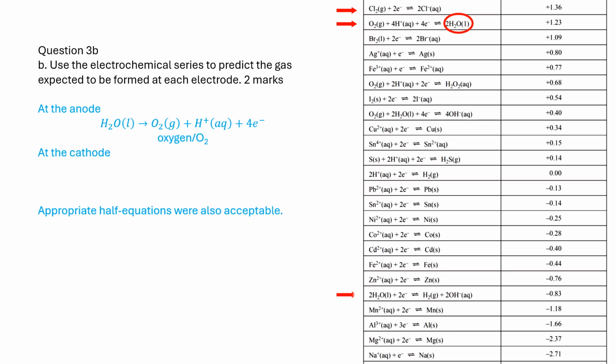At the cathode, reduction occurs and oxidants gain electrons. Water is a stronger oxidant than sodium ions. So, water gains electrons and is reduced to hydrogen gas.